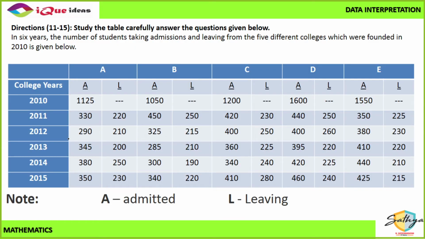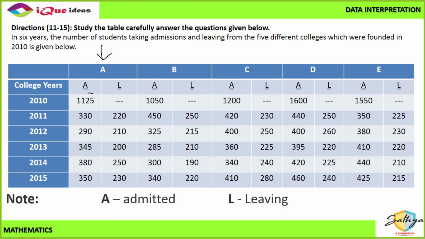Now the next set. Now this is a headache set. Simple, but you need to be very very careful. In 6 years, the number of students taking admission and leaving from the different colleges which were found in 2010 is given. So if I take a look at the data, first row, and this is for college A.